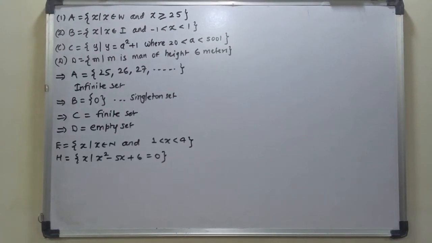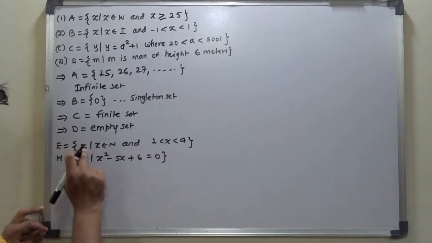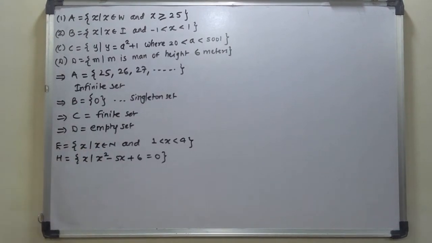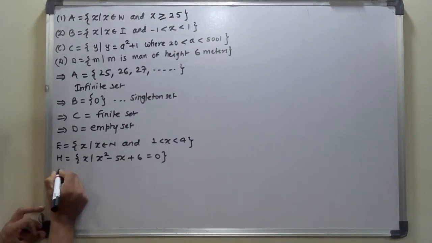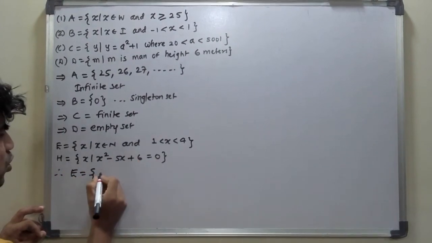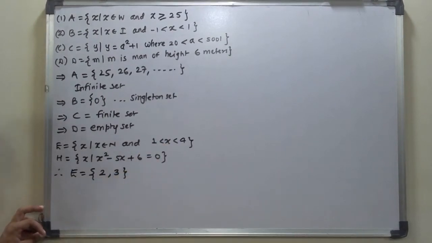Now see the question which I have written here. E is the set of all x such that x belongs to natural numbers, meaning counting numbers, there is no problem in that, and x is greater than 1 but less than 4. So what will E be? E in listing method: greater than 1 is 2, then 3, but less than 4, so 2 and 3.